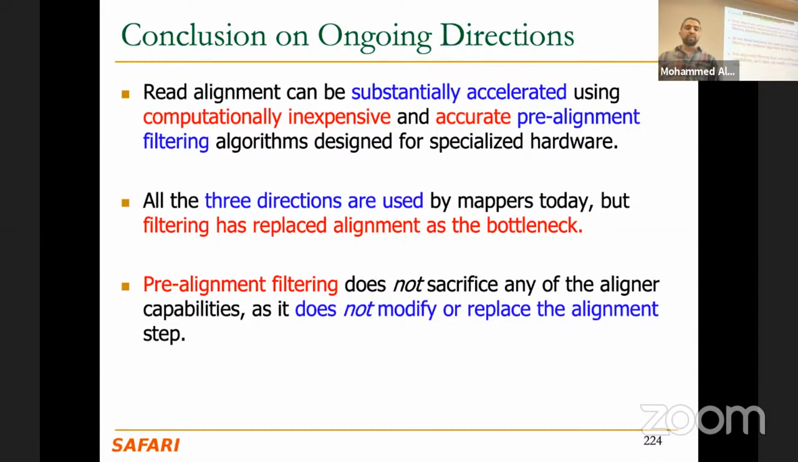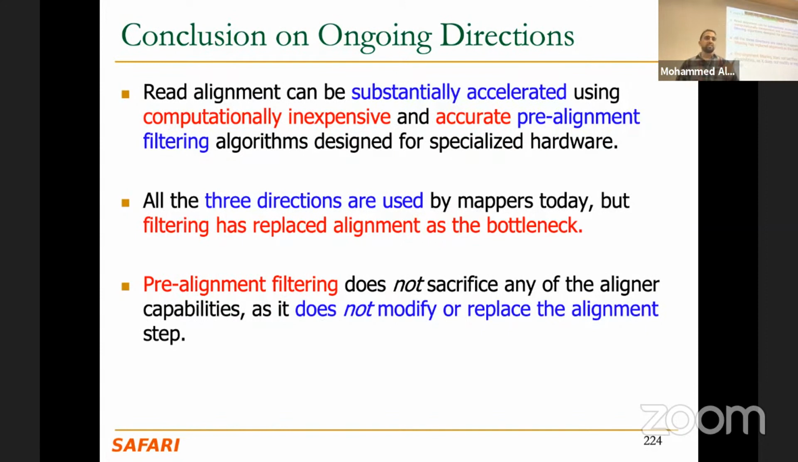And as a conclusion in this lecture, read alignment can be substantially accelerated using computationally inexpensive and accurate pre-alignment filtering algorithms designed for specialized hardware. Again, I cannot emphasize this more. You always need a new algorithm and a new hardware architecture, not just one of them. So a better algorithm is always good. Better hardware is always good, but designing an algorithm that is aware of the hardware, what you have, what you can leverage, what you can exploit, that will give you the best benefits out of both fields.